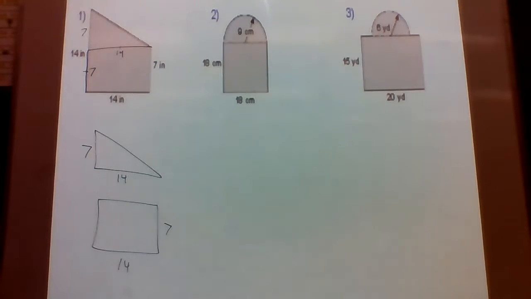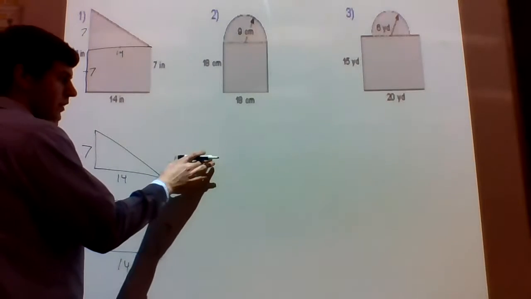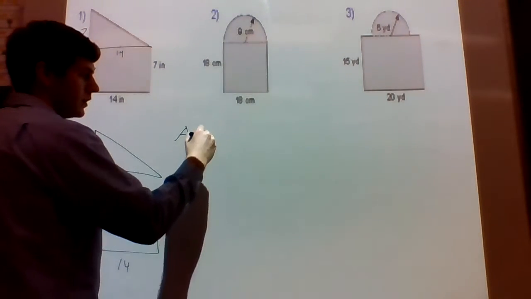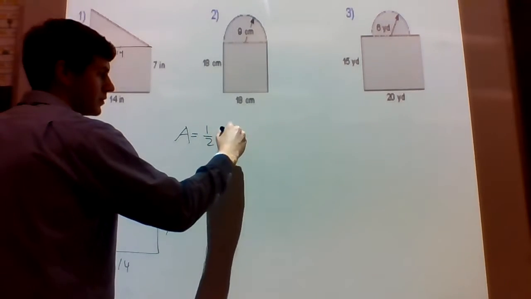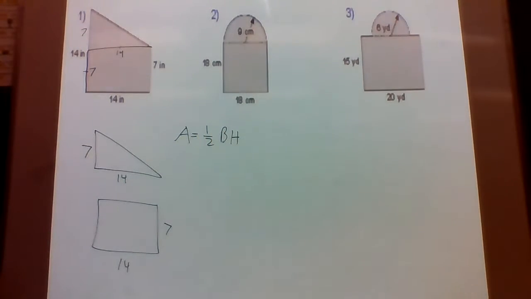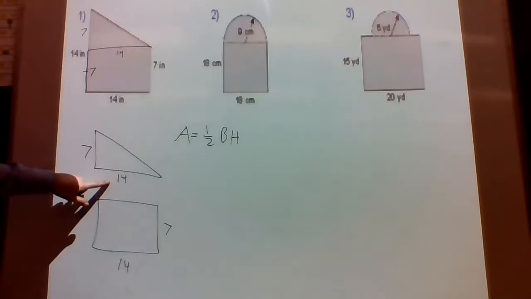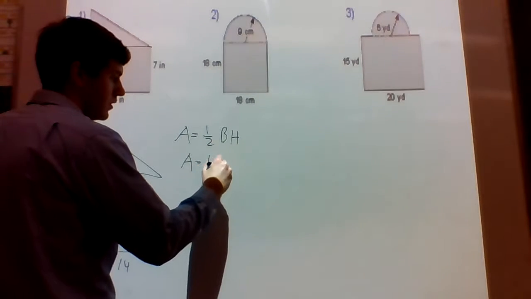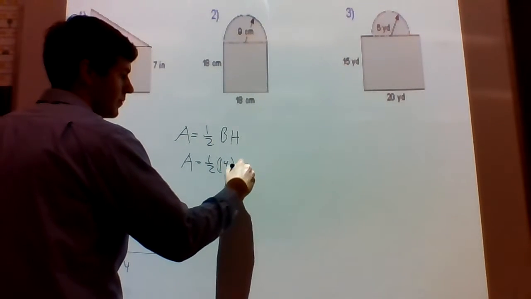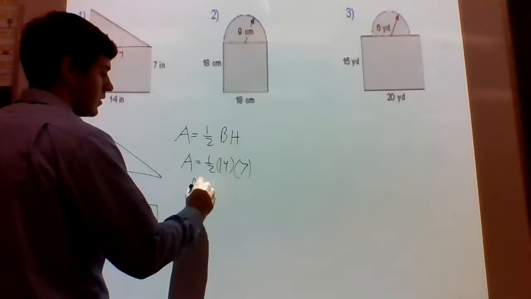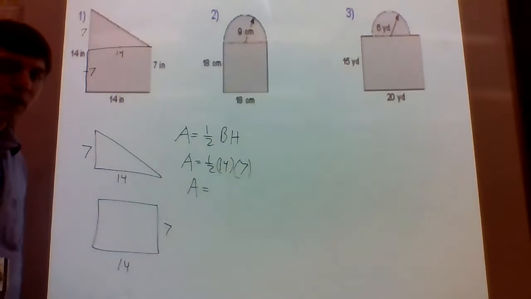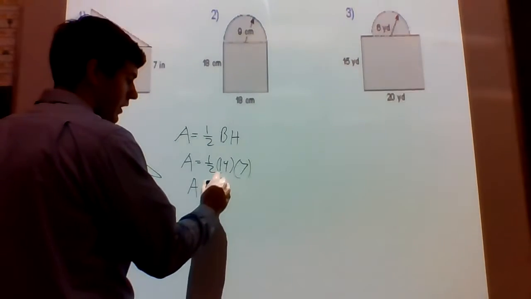Step 2 is we want to find the area of the components. The first one is a triangle. The area of a triangle is going to equal 1/2 the base times the height. We've already found the base and the height. The base is 14. The height is 7. 1/2 times 14 is 7. 7 times 7 is 49.